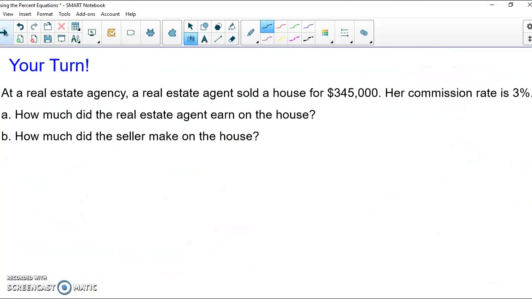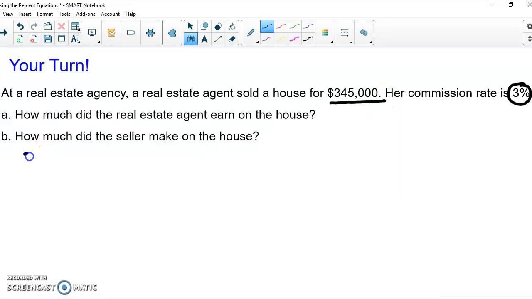All right, let's take a look at one more example here with commission. Car salesmen earn commission, but real estate agents also earn commission as well. So at an agency, a real estate agent sold a house for $345,000. Her commission rate is 3%. So she is going to make 3% of the selling price.